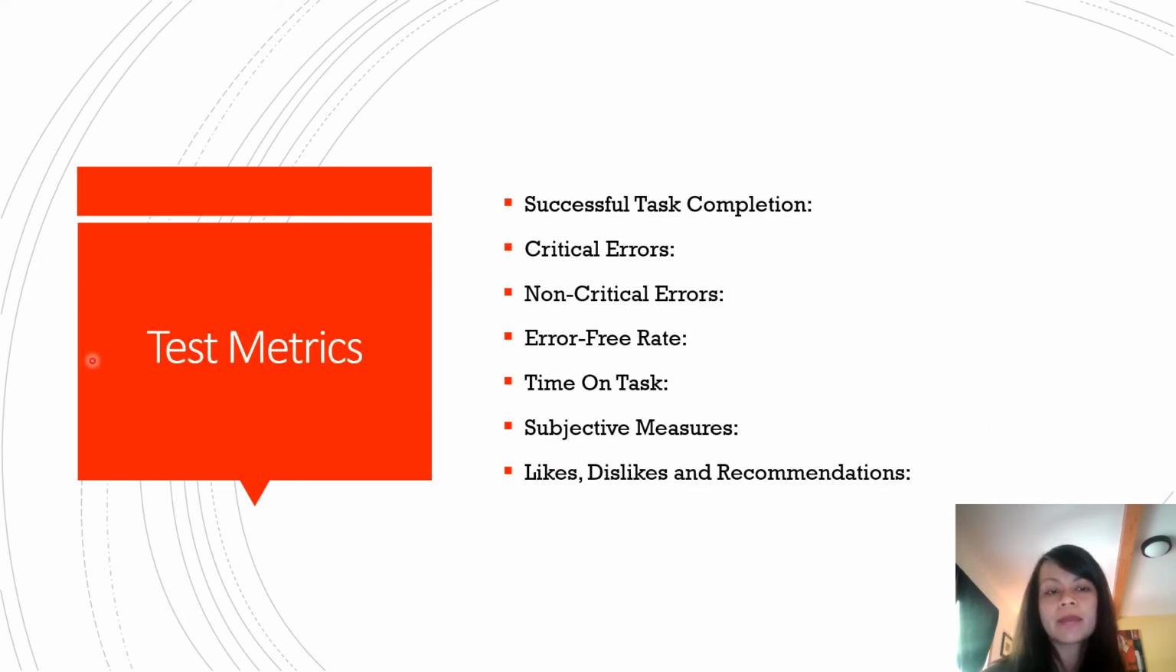Okay, so test metrics are things such as successful task completion. Was the user able to complete the task successfully without you having to step in and help them? Were they stuck somewhere? Did they look at you or kind of put their hands up and say, I don't know why this is not working the way it should be?